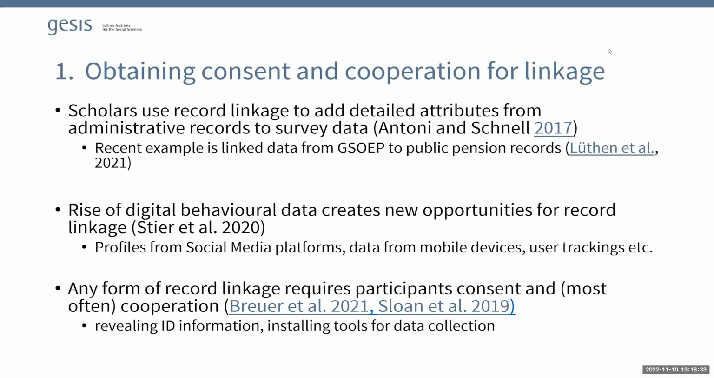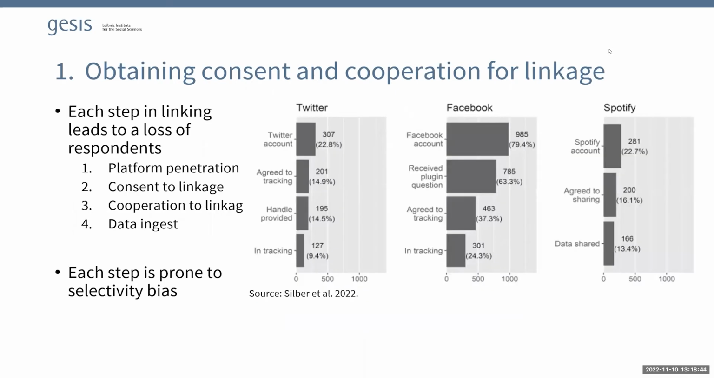There is now more and more research out there on how this cooperation in linking can be obtained, and we had a common study that was especially done by Henning Silber and Johannes Breuer about what are the different steps of linking that lead to potential bias. And this is part of the results we had. So we had online surveys running in a non-probability sample, and we asked them if the people had, for instance, a Twitter account, a Facebook profile, or Spotify account. And then in the second step, we asked them whether they would agree to be tracked on Twitter, Facebook, or share the Spotify data. And then we collected the IDs for linking to our survey data.